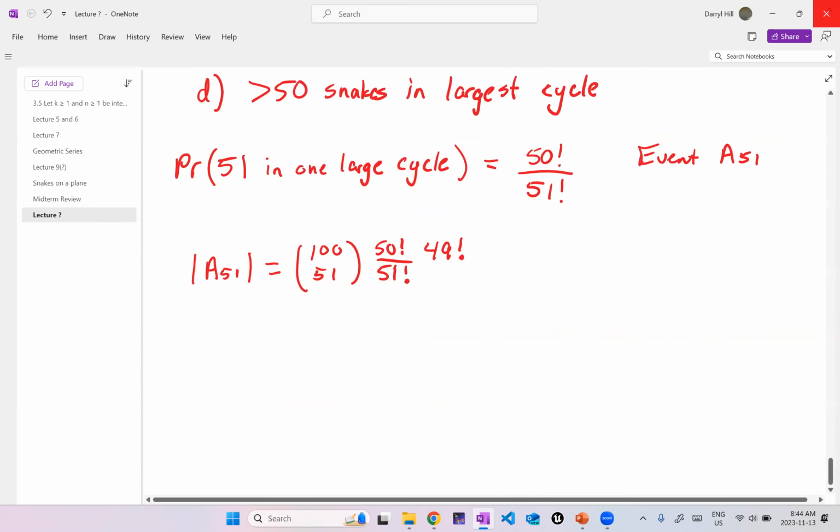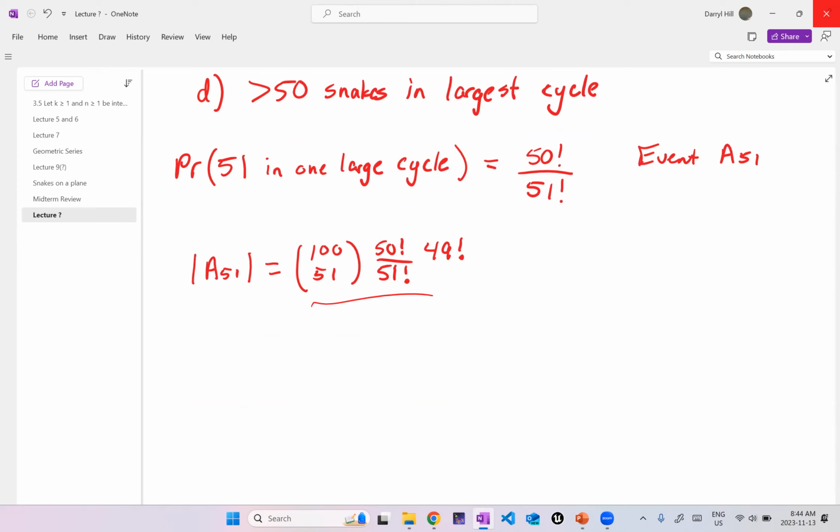Okay. So I have now an expression for 51 snakes in the largest. Now I'm simply going to write that as a summation, right? So I can have either 51 snakes in the largest cycle, or I can have 52 snakes or 53 snakes. And these are disjoint sets, right? If I have 51 snakes in the largest cycle, I cannot also have 52 snakes. There's no intersection there. So that means I'm going to use the sum rule.